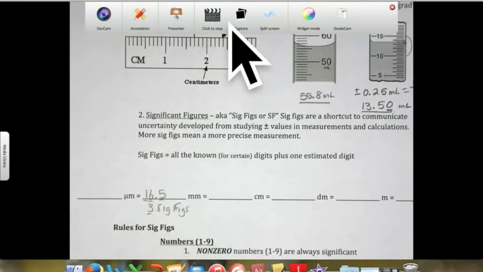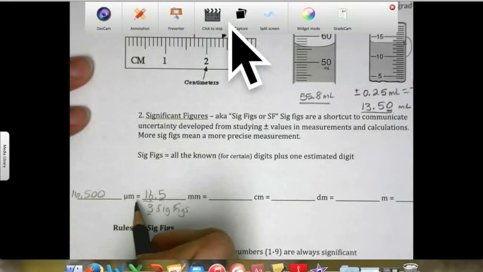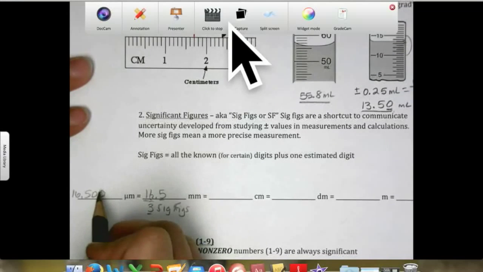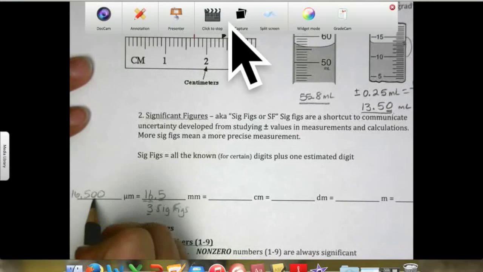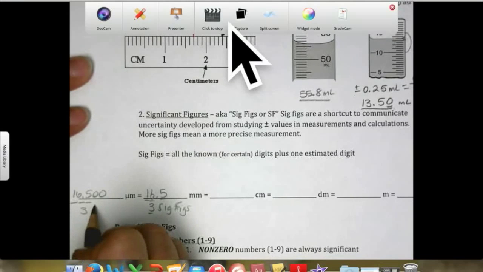So the important thing here, even though this is a big jump, so we're going to go to 16,500 micrometers. Even though we have all of these zeros here, they are not significant because we didn't measure them. We only measured these 3 digits. So again, we end up with 3 significant figures.